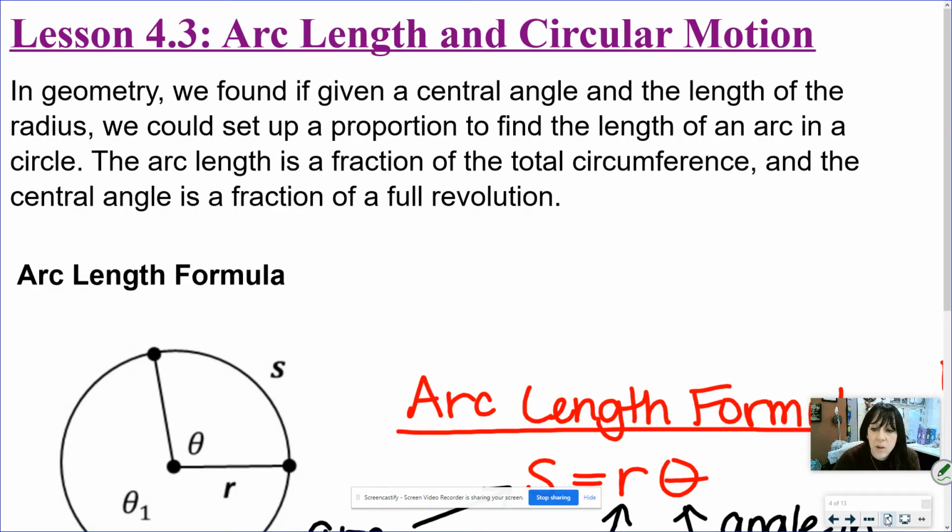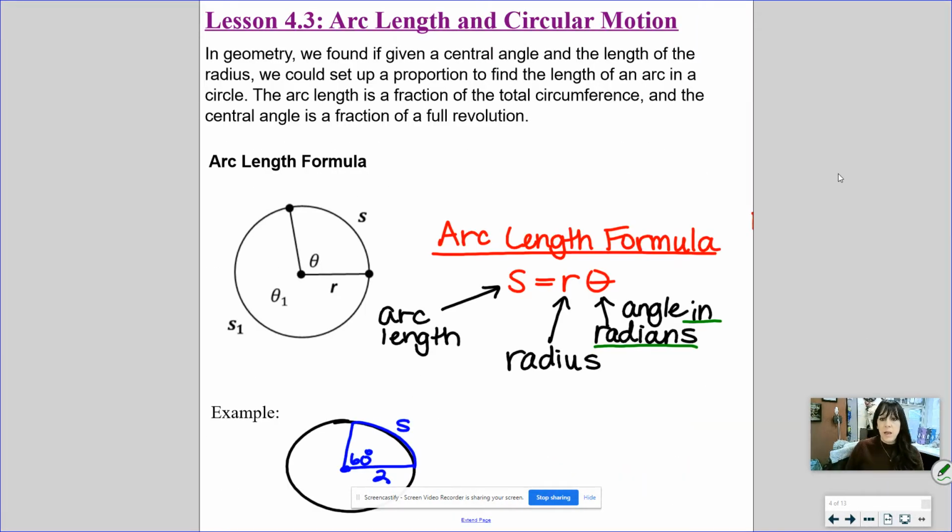Hey guys, we are getting underway in our trig unit, and today we're going to talk about arc length and circular motion. Basically, these are just fancy words that discuss things like circumference and area and how they can be made more refined using trigonometry, using things we've learned about radians recently.